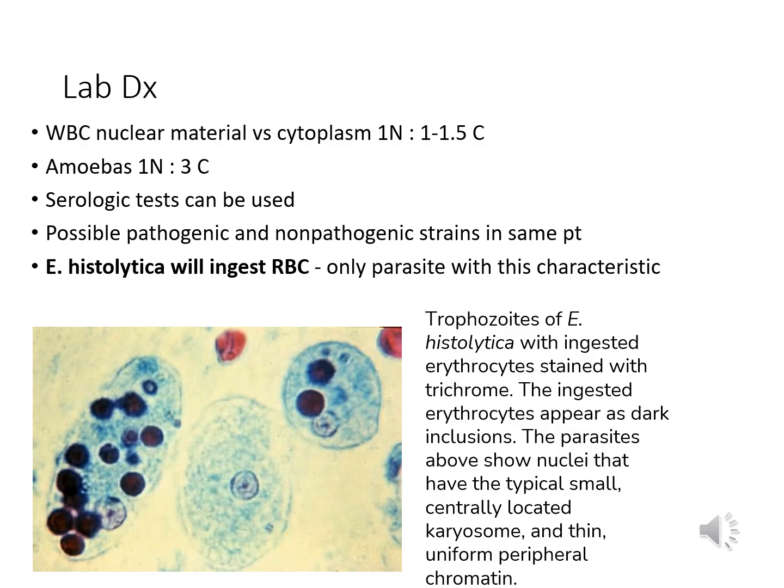One of the things to always remember for Entamoeba histolytica, it is the only amoeba that will ingest red blood cells. So if you find an amoeba and it has ingested red blood cells in it, you know you have Entamoeba histolytica. If you look at the picture on the slide, you can see those black dots within that organism, and that is actually the red blood cells that it has ingested.